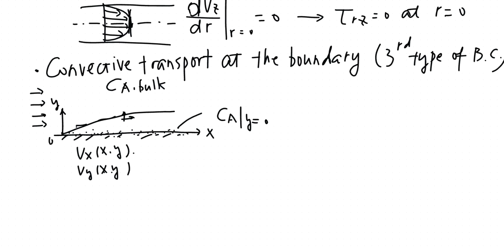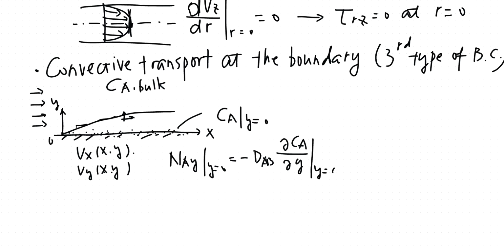In this case, right on the plate, at y equal to 0, we only have diffusive flux. You may wonder why we only write a diffusion term and no convection term. This is because of the no-slip boundary condition. Right on the plate, the fluid velocity is 0. That's why right on the plate at y equal to 0, you can only have diffusion.